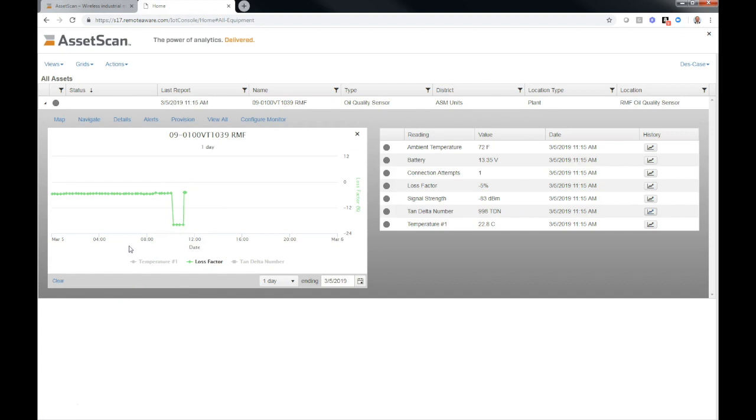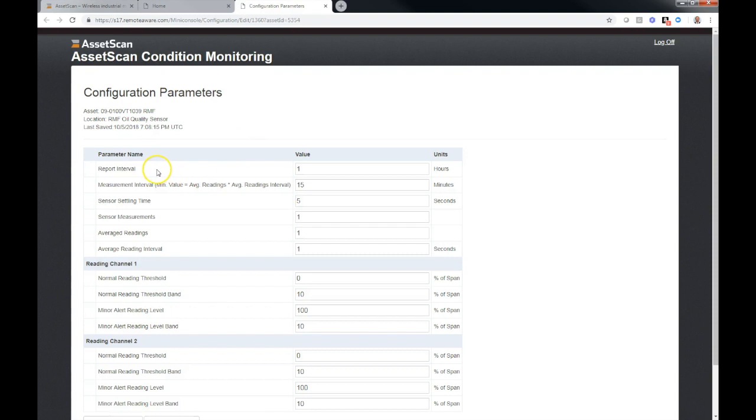If we look at a couple other settings within AssetScan, we can see that we're reporting every hour, and we're taking a measurement every 15 minutes. So on a 1 hour basis, 4 data points will be beamed to the cloud for trending and logging.